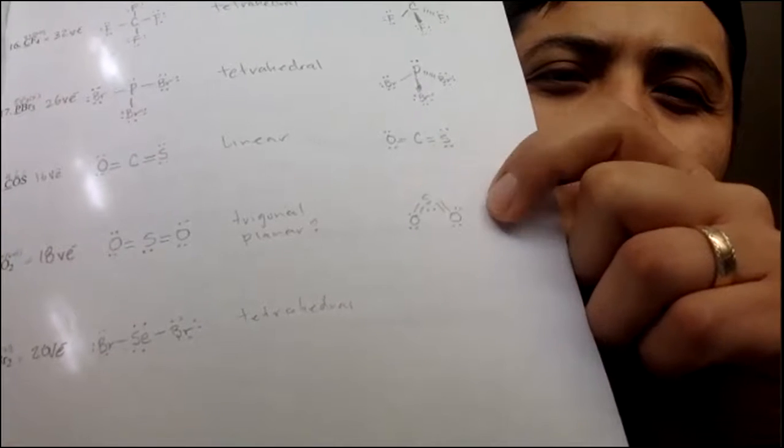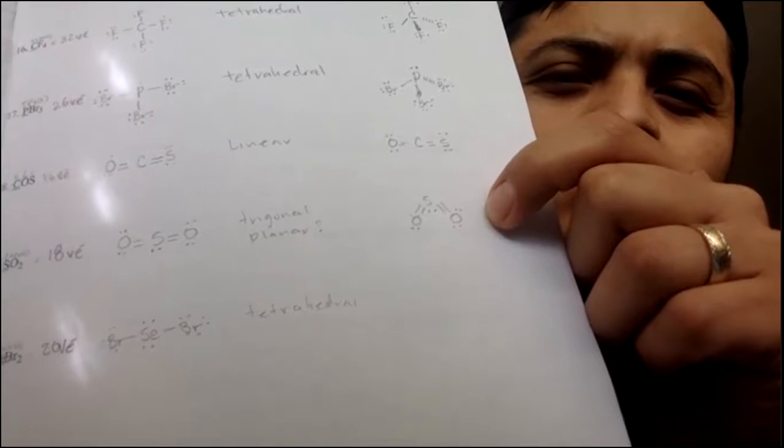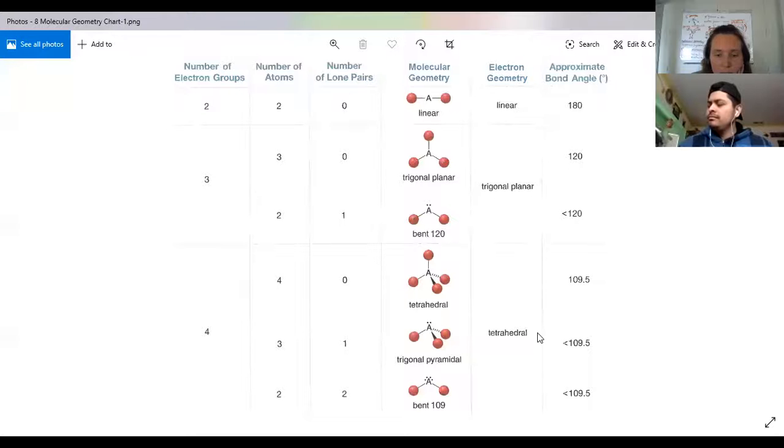So trigonal planar, let's look back at the chart. I'm going to share my screen and show you the chart again. You want to use this too, which you'll be using in lab. So you said that there were how many bonded atoms and how many lone pairs on the sulfur? Two bonded atoms. How many lone pairs are just on the sulfur? Oh, two. Oh wait, so one. Right, one lone pair.